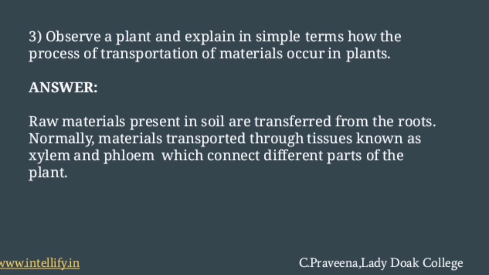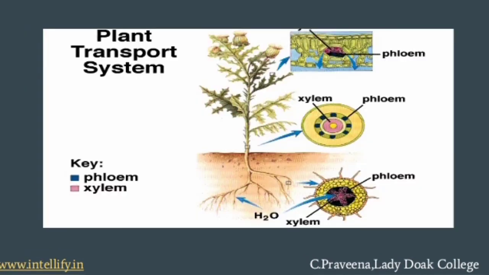These xylem and phloem connect the different parts of the plant. First, xylem transports water and minerals or salts from the roots up to the other parts of the plant, while phloem transports sucrose and amino acids between the leaves and the other parts of the plant. So xylem and phloem are the main important tissues used for transportation.